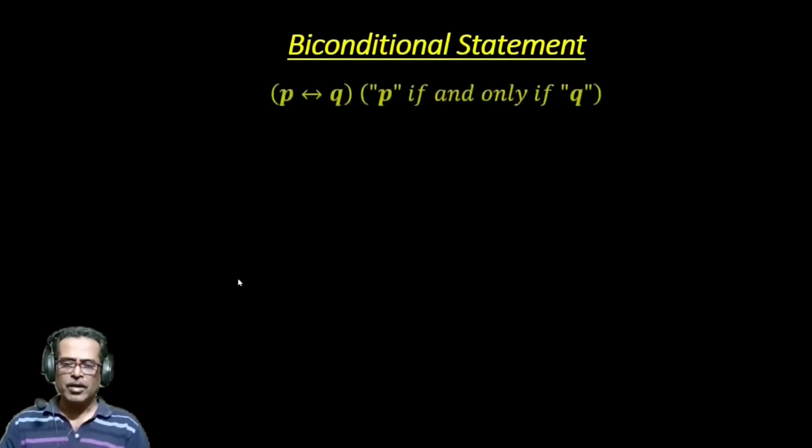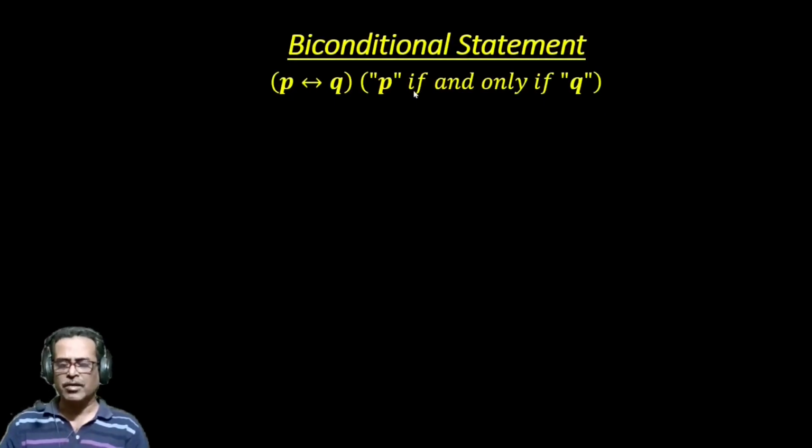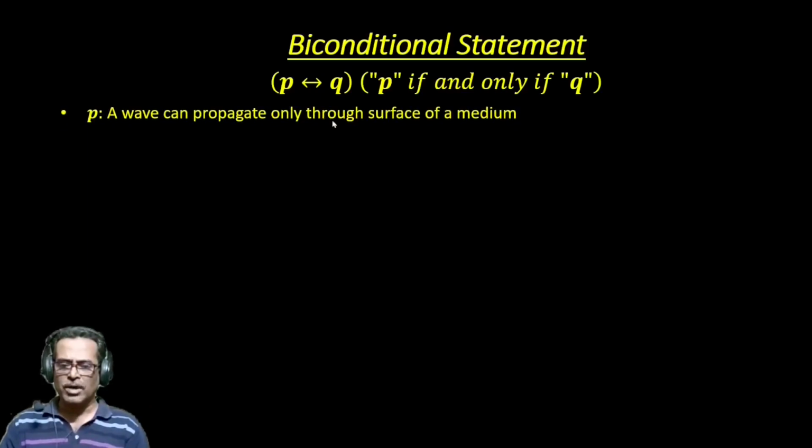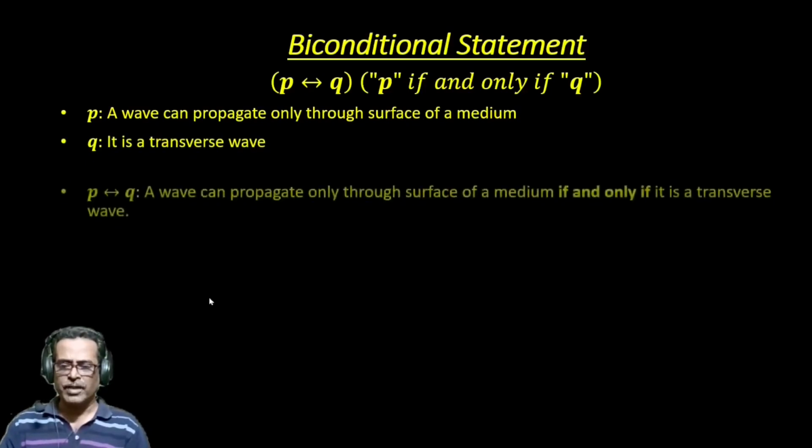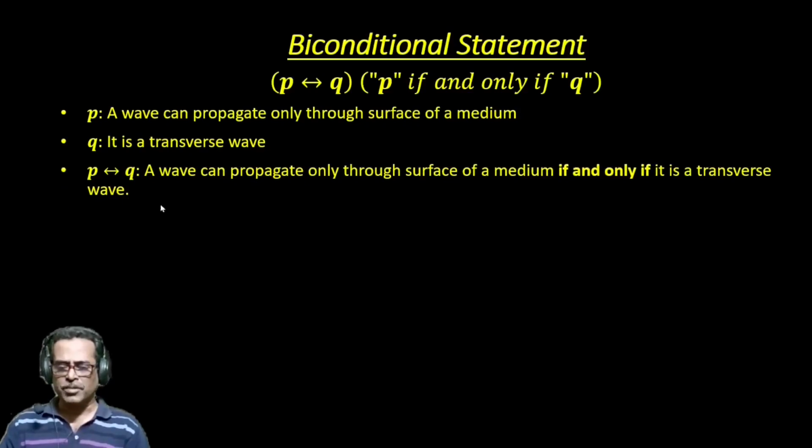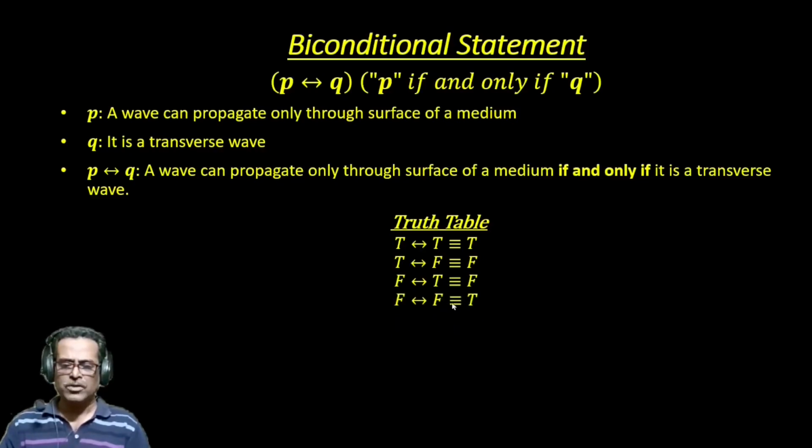Biconditional statement. This is a double arrow. P and Q, and the connective is if and only if. P: a wave can propagate only through the surface of a medium, and Q: it is a transverse wave. Then the biconditional statement of these two: a wave can propagate only through the surface of a medium if and only if it is a transverse wave. Now, the truth table of this: true, true is true; true, false is false; false, true is false; and false, false is true.